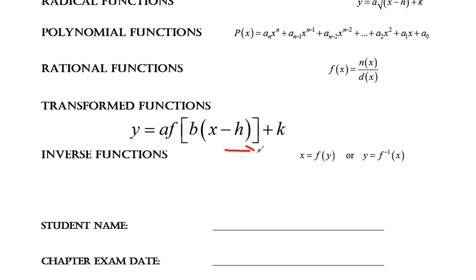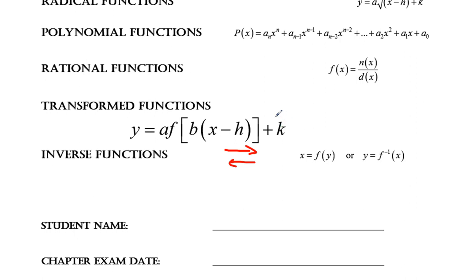H is a horizontal movement. H is a horizontal translation. H is backwards. X minus 3, 3 to the right. X plus 4, 4 to the left.